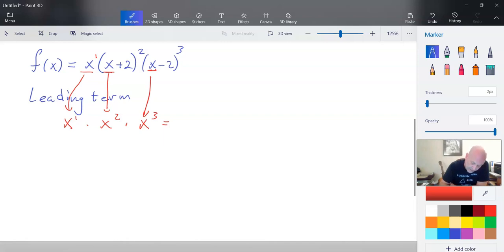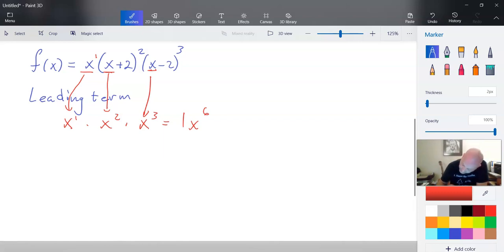Right, so normally if you have an a, it would be out front here. This example does not have that. So a is 1 in this case. So this ends up being x to the 6th, or 1x to the 6th. So let's see if we can piece together the rest of the graph now.